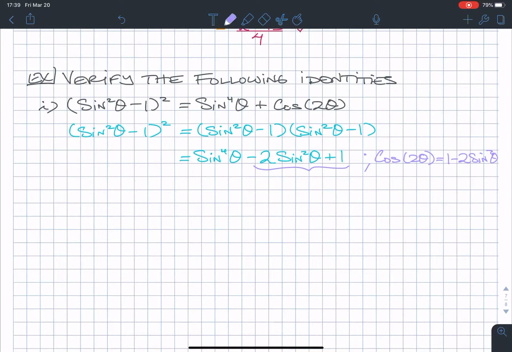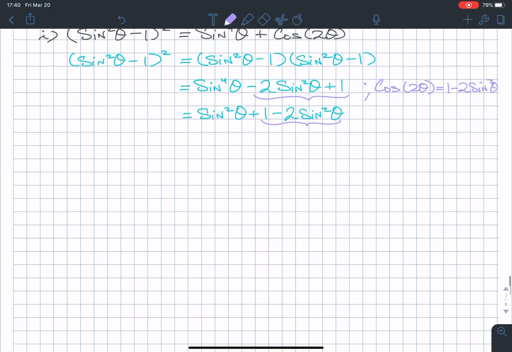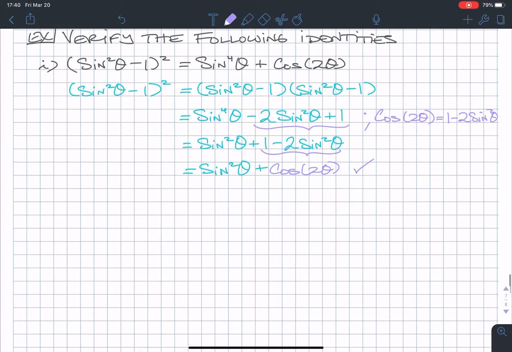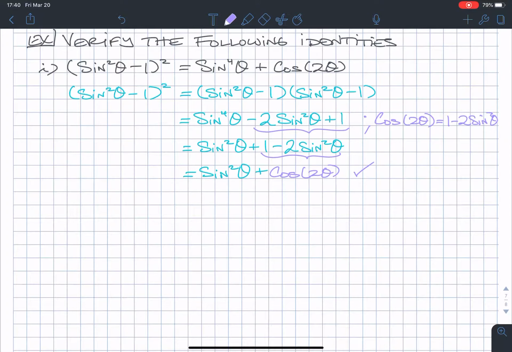Okay, so I can rewrite. Let me rewrite it in order so you see what I'm talking about. So sine squared plus 1 minus 2 sine squared theta. So now it's in the correct order. So I can write this as sine squared theta plus what amounts to cosine of 2 theta. And voila, we have shown that it is indeed true. Okay, good. We got the right-hand side.